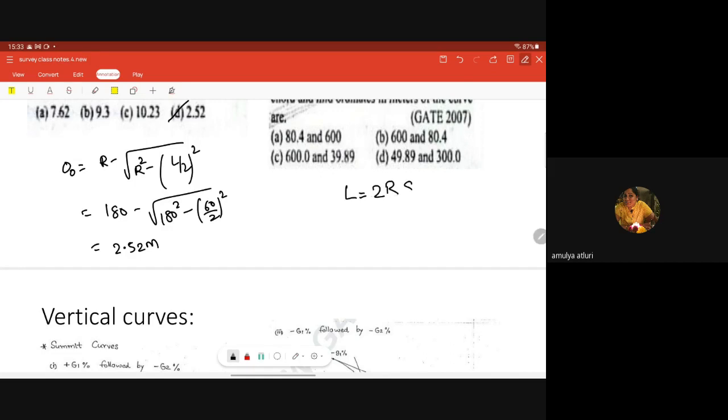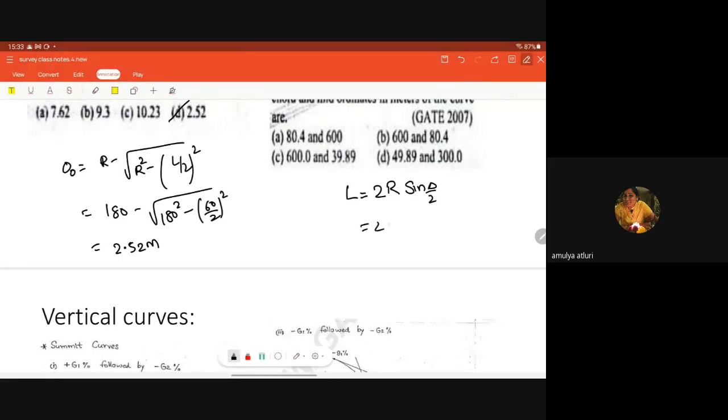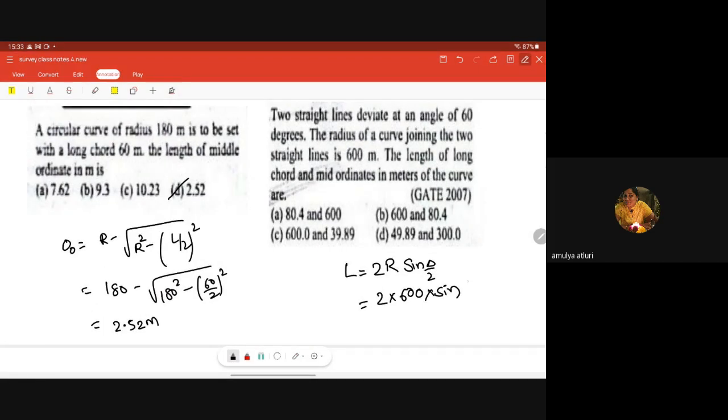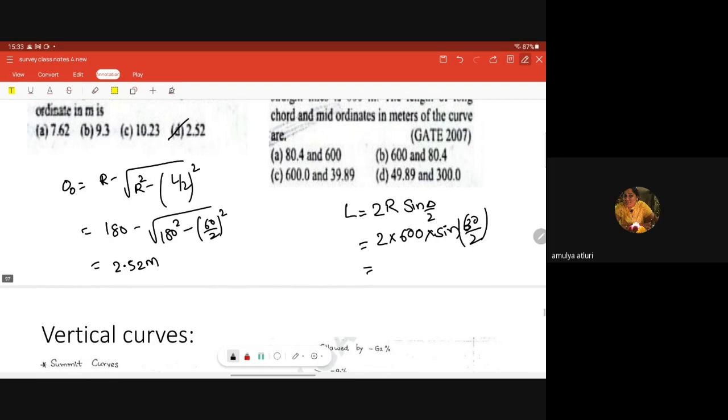L is equal to 2R into sine delta by 2. So 2 into 600 meters, into sine of delta by 2. Delta is 60 degrees, 60 by 2 is 30. Sine 30 is half, right? So what is your value? 600 meters.